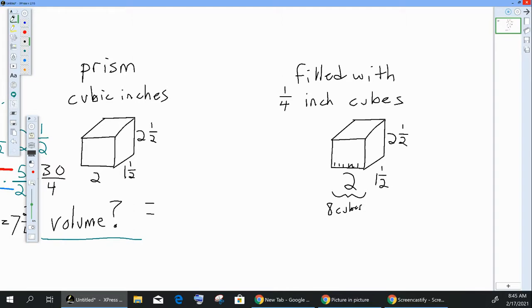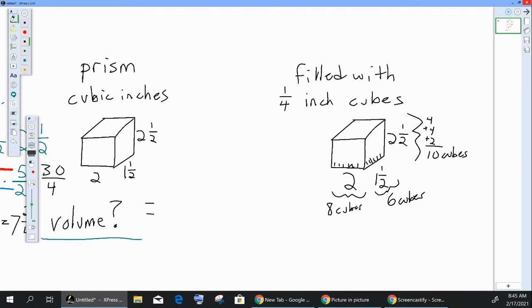And then how many little cubes are going to fit within 1.5 inches? Well, again, 4 little 1/4 inch cubes makes 1 inch, so it's got to be 6 going across 1.5 inches. And then vertically, if it's 2.5 inches total, but they're 1/4 inch cubes, 4 makes 1 inch. So it's got to be 4 plus 4 plus 2. So it's got to be 10 cubes going vertically here.